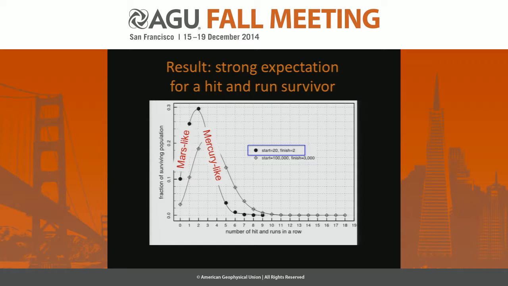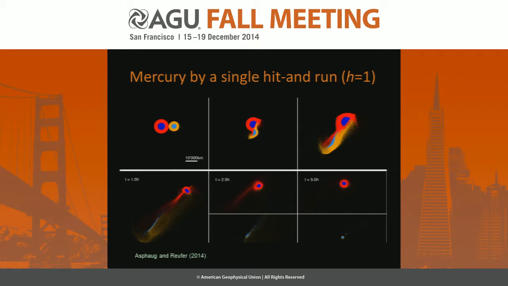By Mars-like, I mean a planet that was largely left alone by luck, and then one planet that got picked on twice, or once or twice or more, but didn't get accreted. And so Mercury is like this planet that got picked on. And so we model this, a single hit-and-run collision. You can indeed make Mercury.